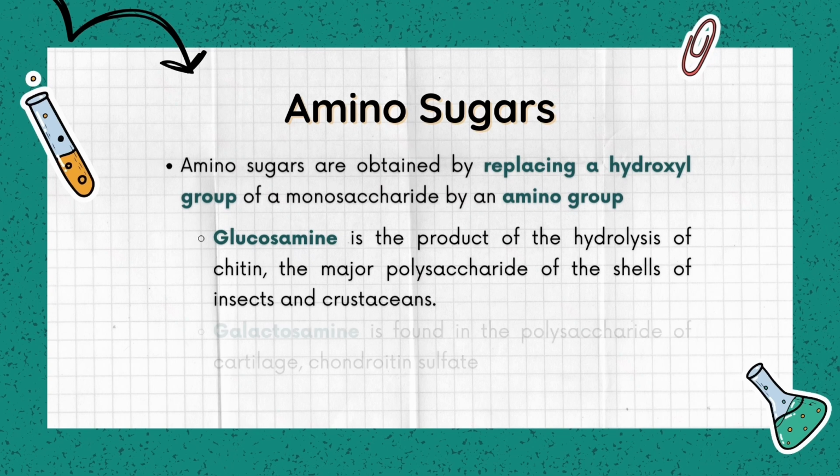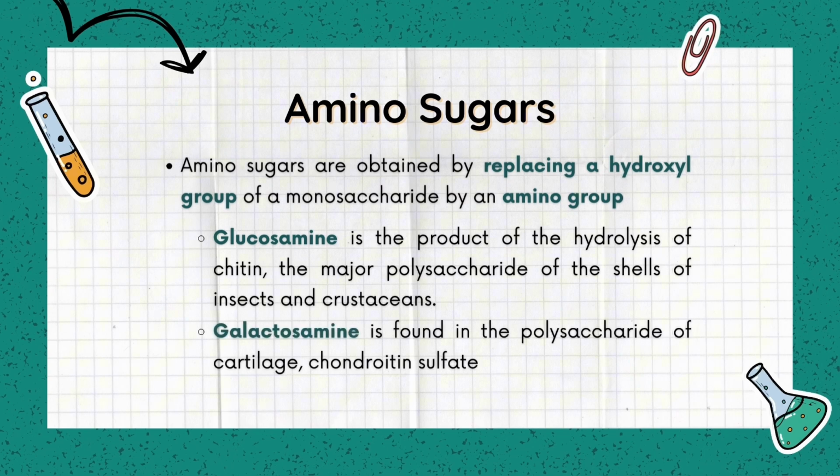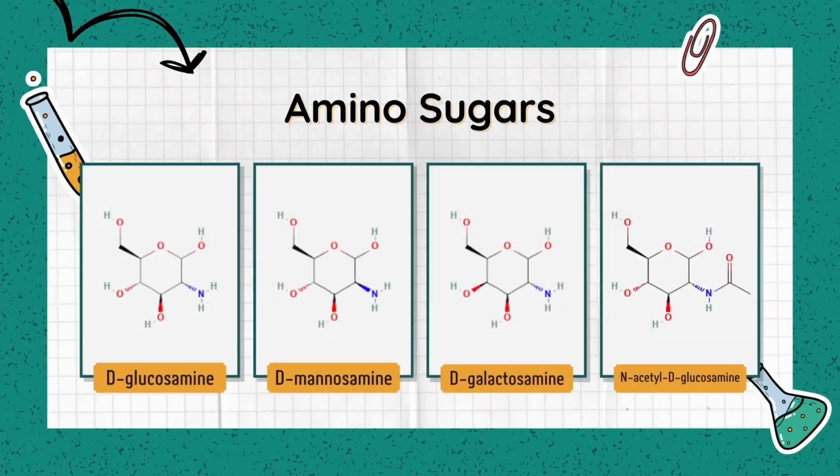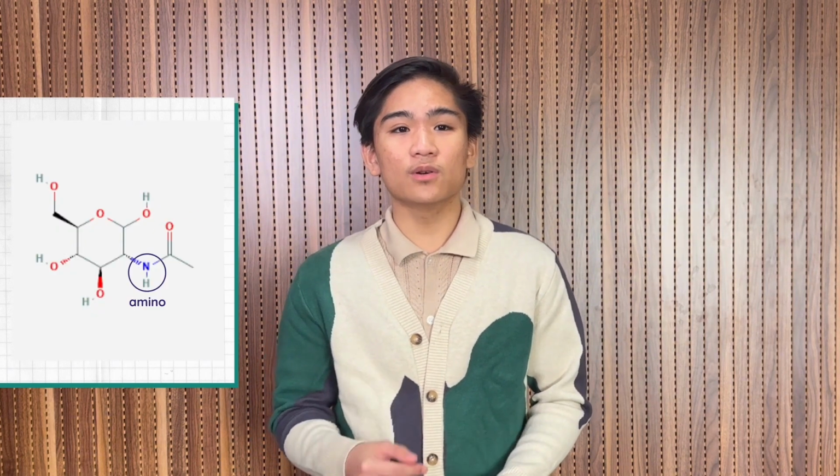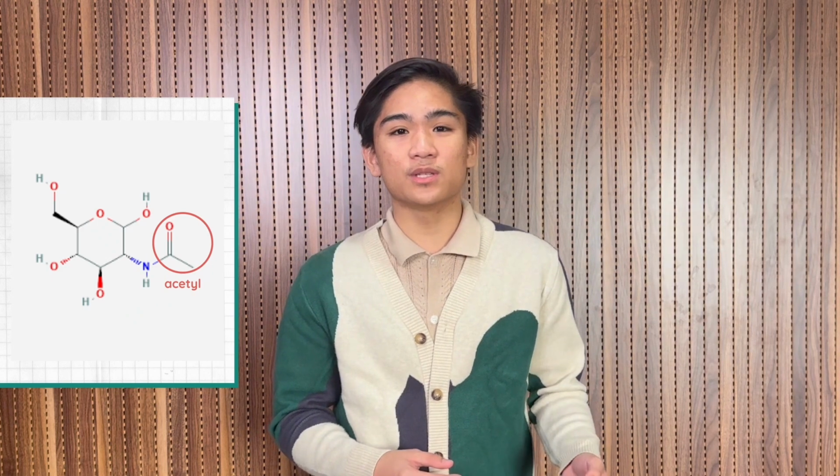Another example is galactosamine, where the hydroxyl group of the second carbon of galactose is replaced with an amino group. Galactosamine, on the other hand, is found in the polysaccharide of cartilage. Some other amino sugars include mannosamine and N-acetyl-D-glucosamine. As you can see, the latter looks a little different than the previously mentioned amino sugars. N-acetyl-D-glucosamine not only has an amino group attached to the second carbon of glucose, but it also has an acetyl group, or the COCH3 group.